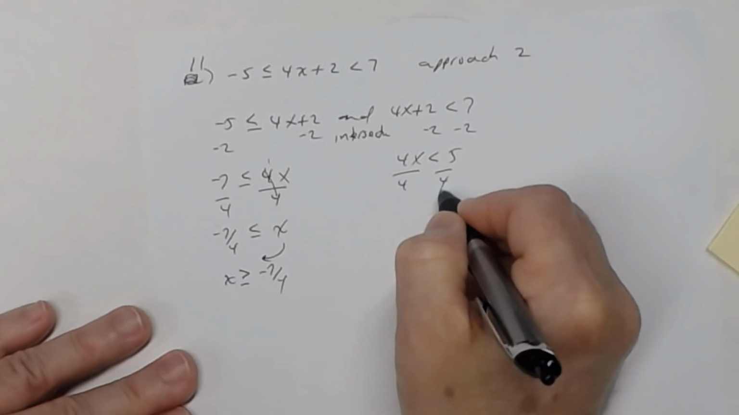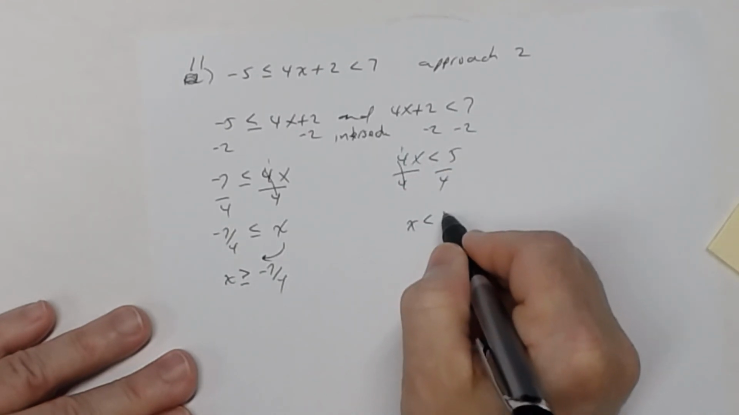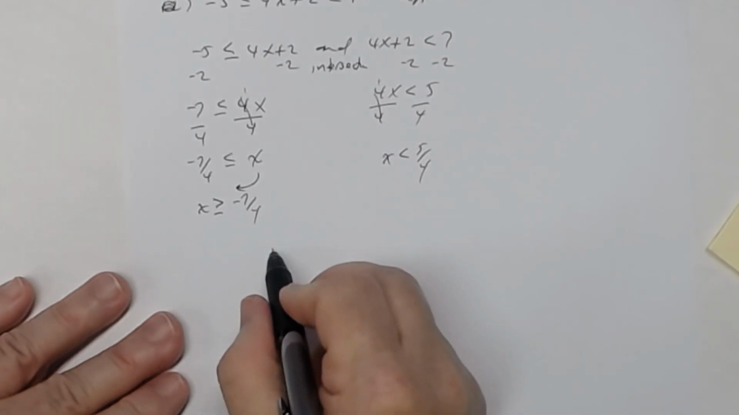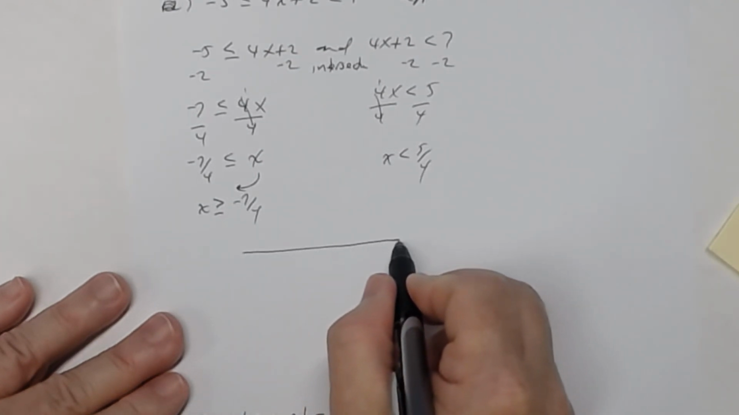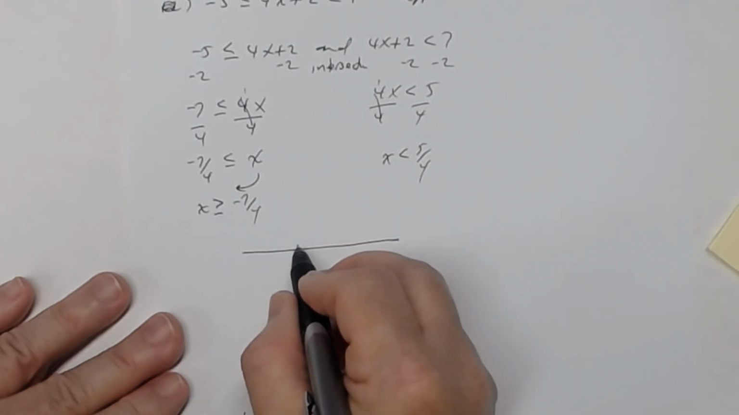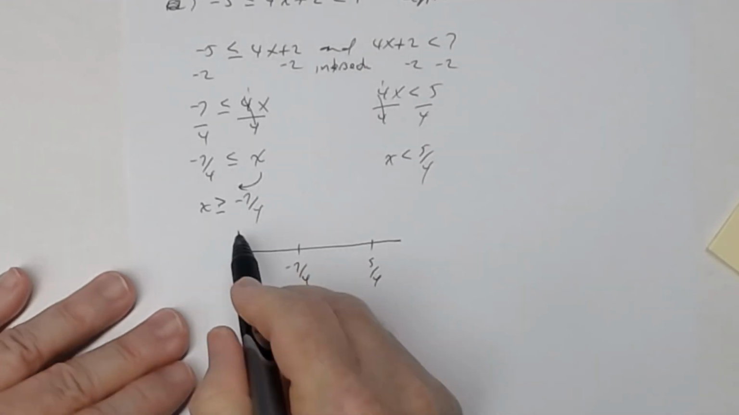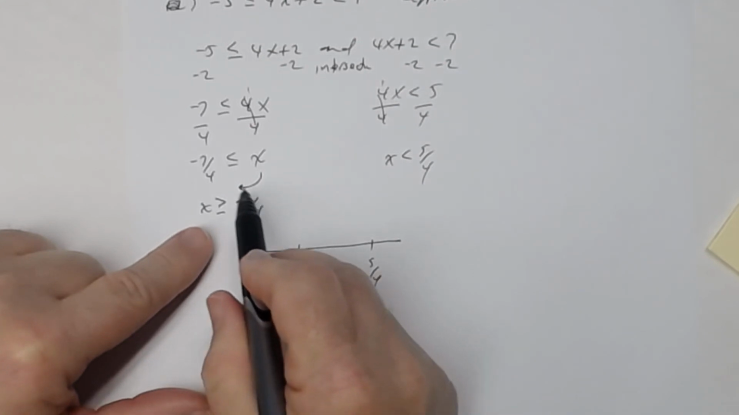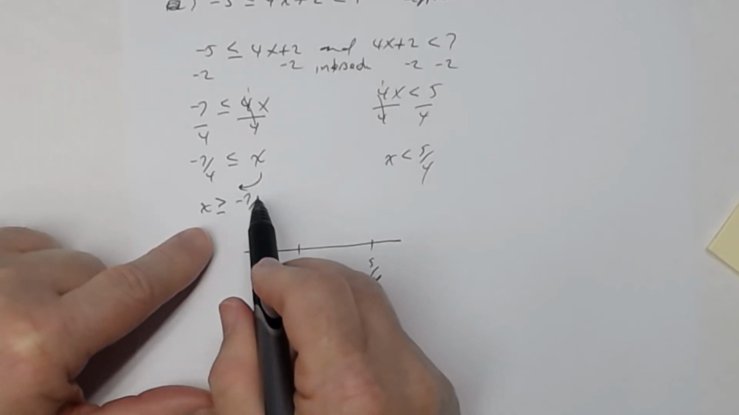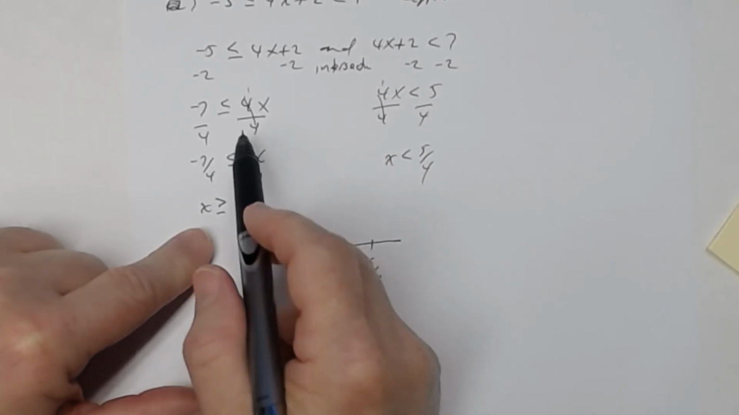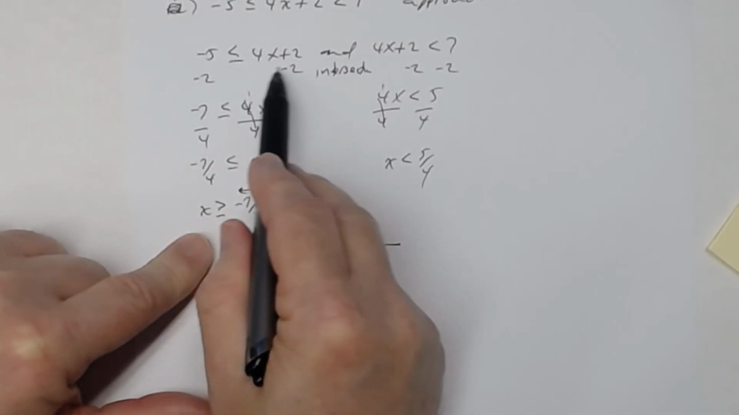Divide both sides by 4. I get x is less than 5/4. Okay, now, if you do it this way, in your mind, you have to be thinking like this. All right, so here's negative 7/4, and then here's 5/4. If I look at this first one right here, I need to shade in every number that's greater than or equal to negative 7/4. So remember, x greater than or equal to negative 7/4 is a solution to this inequality.